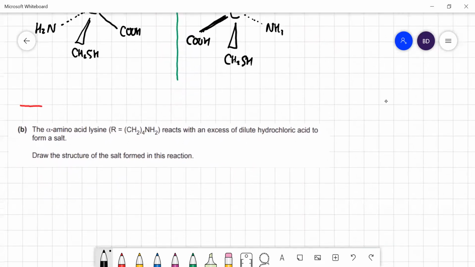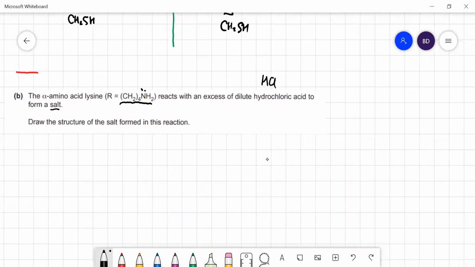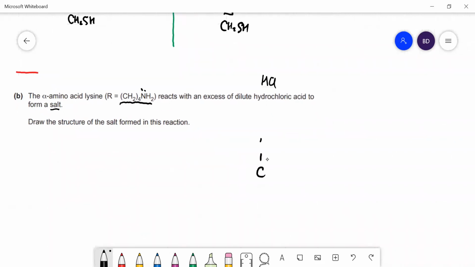Right, lysine has got this group, and with excess dilute hydrochloric acid, it will form a salt. So we're going to react with HCl. We're going to protonate this nitrogen here, and we're also going to protonate the other nitrogen in the other amino group. So let's draw lysine. First of all, here's our general carboxylic acid. Here's our NH2 and lysine CH2. It's going to be 4 long, and we've got the NH2 there.